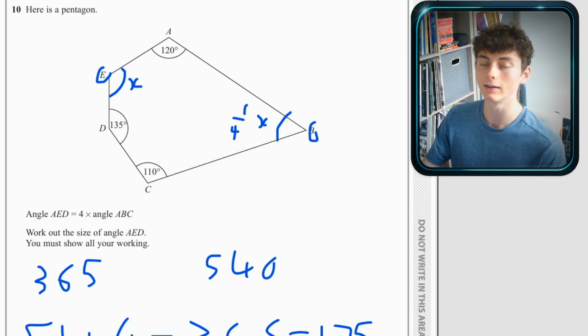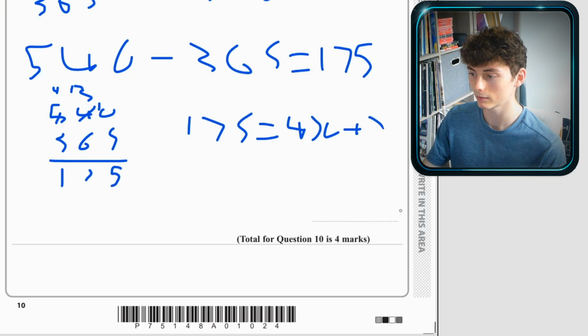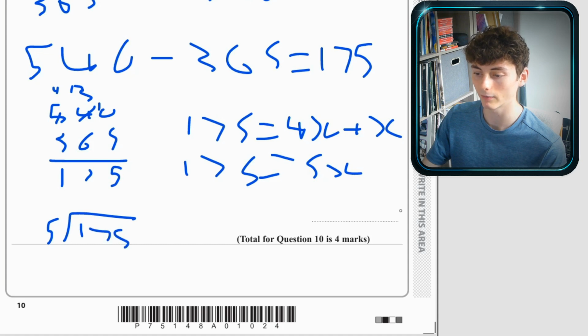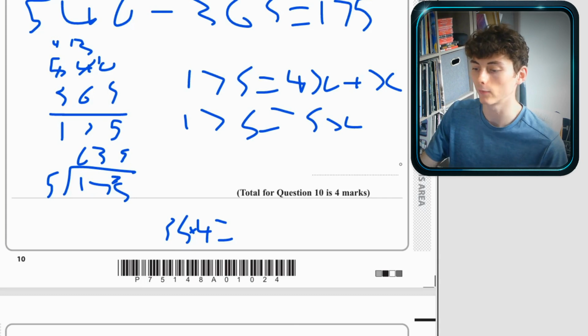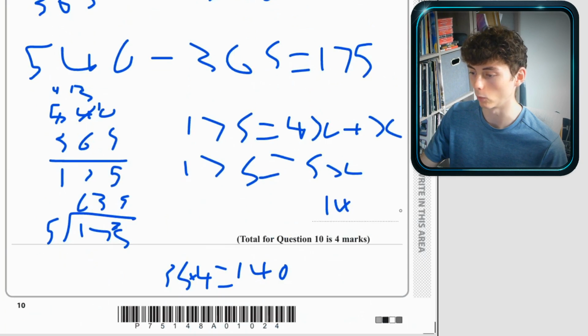Just so we can have integer numbers of x, we're going to multiply both by 4. So that means 175 must equal 4x plus x, which means 175 must equal 5x. And all we do then, another bus stop method, 175 divided by 5, which equals 35. Then all we do is 35 times 4, and that will give us 140. So that means the angle at E must be 140 degrees.